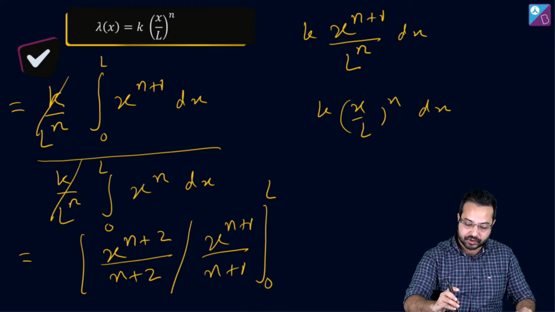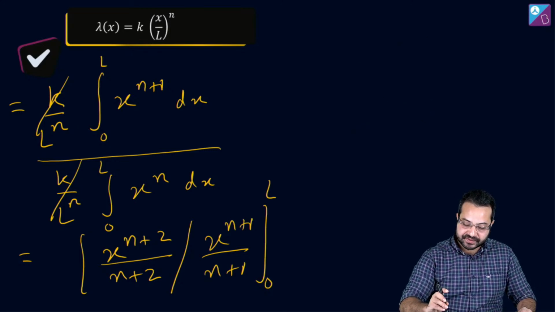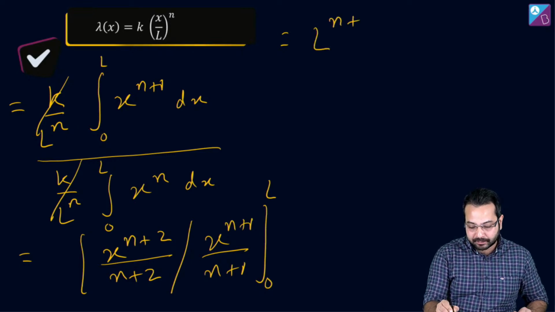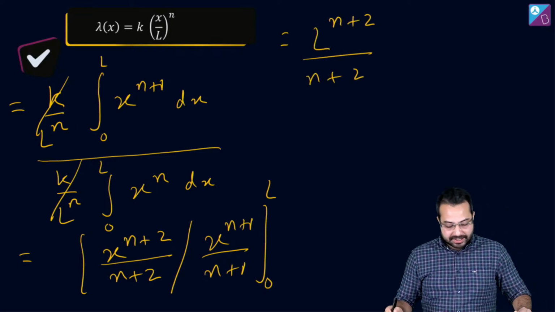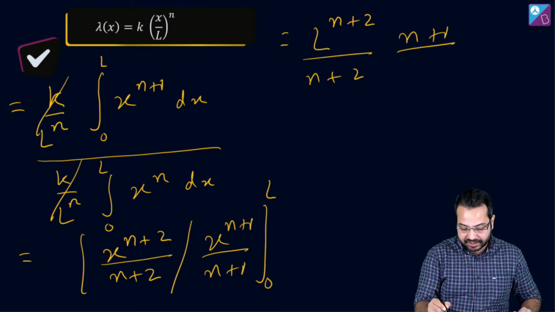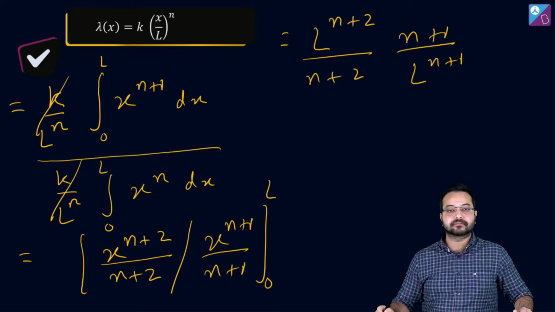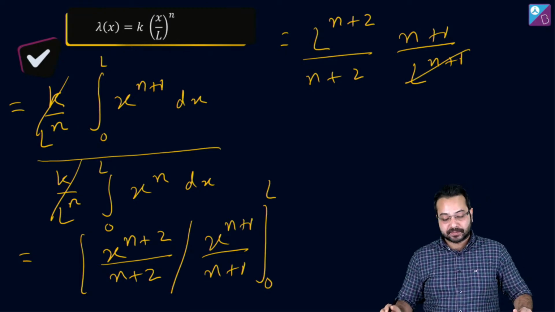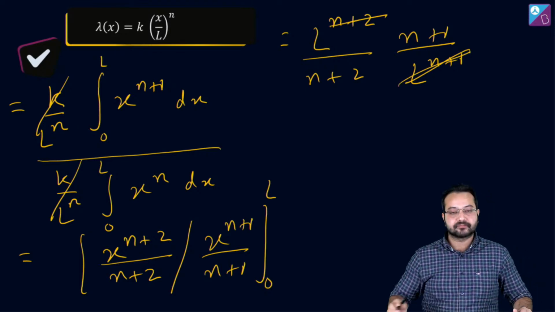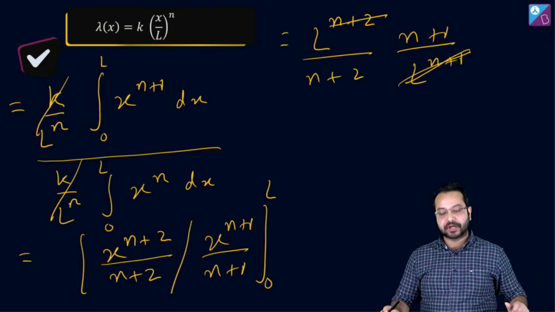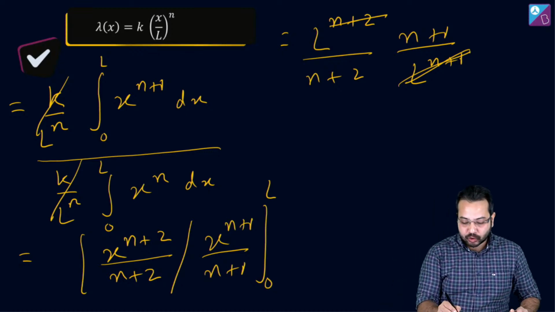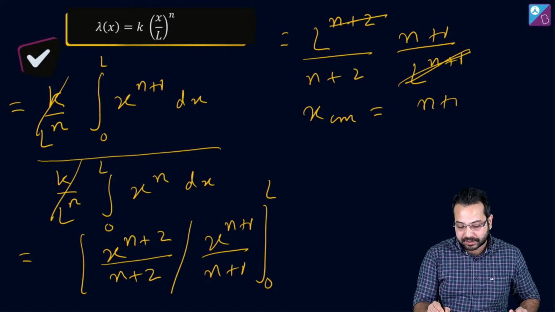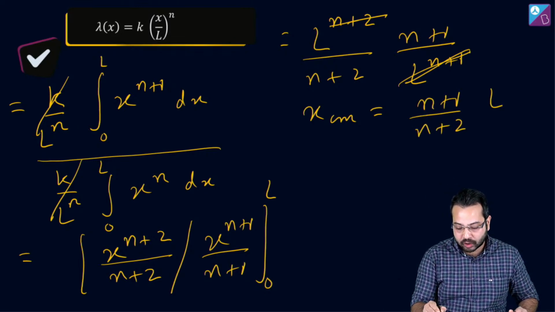Now if we put the limits, what are we going to get? If we substitute the limits, we'll put L first, so this becomes L to the power n plus 2 divided by n plus 2, and then this is going to become n plus 1 divided by L to the power n plus 1. In the denominator we have L to the power n plus 1 and in the numerator L to the power n plus 2, so L to the power n plus 1 will get cancelled and we'll be left with L. So what is the final relationship? The final relationship is that XCM is equal to n plus 1 upon n plus 2 into L.